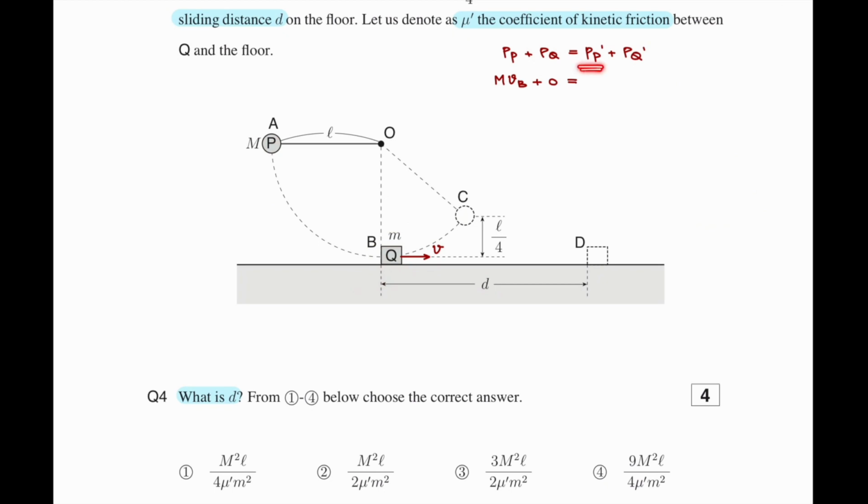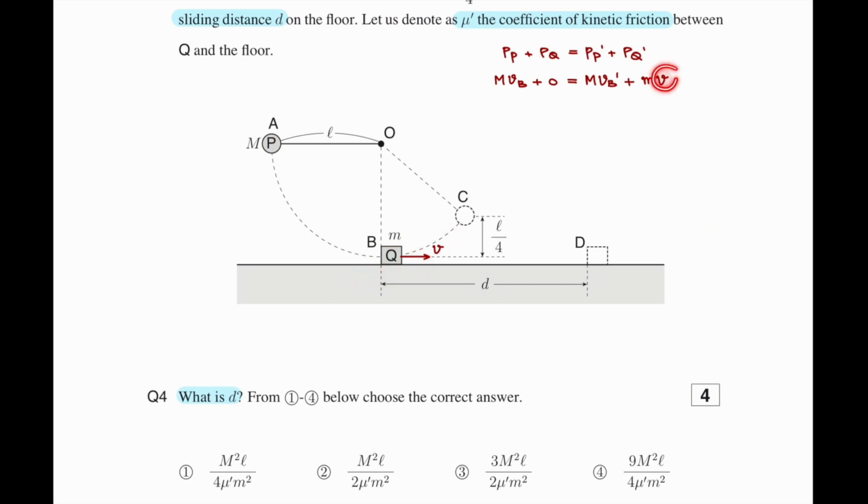momentum of object P after collision, right after collision at point B. The momentum of object P is mass of P times the velocity right after it collides at point B. Let me denote it as Vb prime, plus the momentum of Q right after the collision is mass times V, mV. Remember this quantity is what we need to know. So we focus on finding this one.